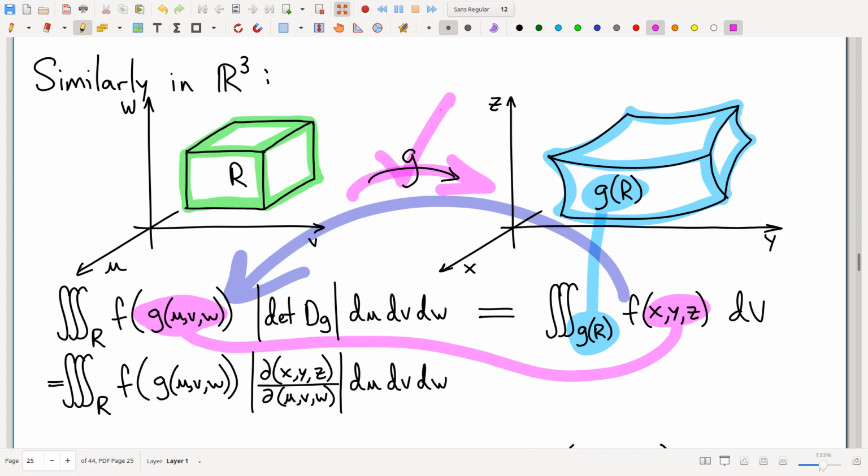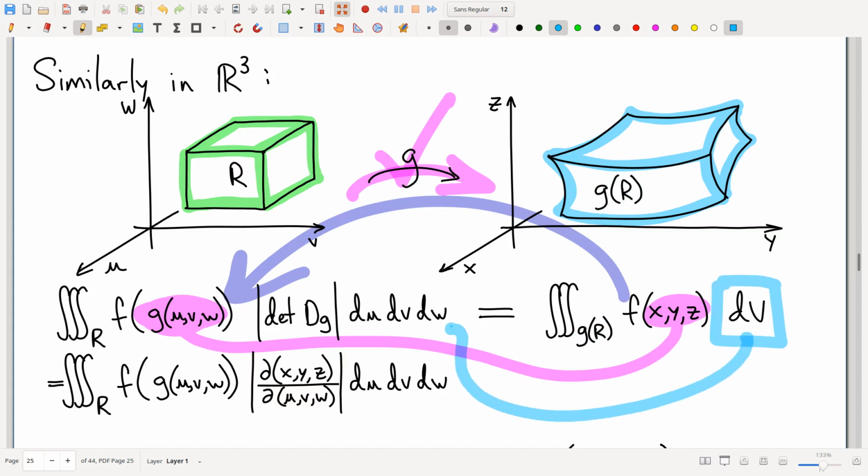That's what g is. G explicitly gives you x, y, and z as functions of u, v, and w. Right there. That's what g is. We're just plugging in and pulling back. And of course, the only little tricky part is the volumes. So there are little pieces of volume on the right, and those little pieces of volume are not going to be exactly the same as the pieces of volume on the left.